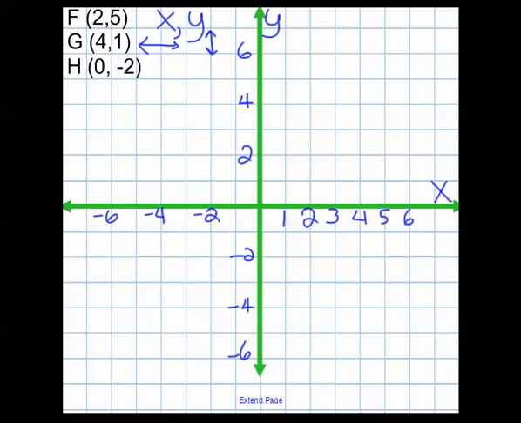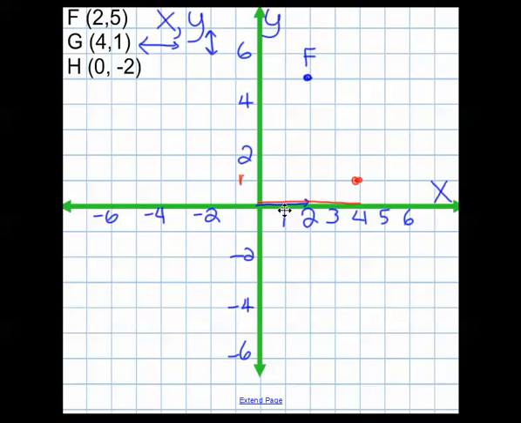Let's do 2, comma, 5. So I need to go over to 2, and then I'm going to go travel up to 5. 5 is going to be exactly halfway in between 4 and 6, so I'm going to put a dot right there, and I'm going to label it point F. Graph the next 2 along with me as well. So you can work ahead and kind of graph them and check and see if you're doing it how I'm doing it. So for G, I'm going to go over 4, and I'm going to go up 1. So I'm just going to go right here, because remember, 1 would be right before 2 on my graph.